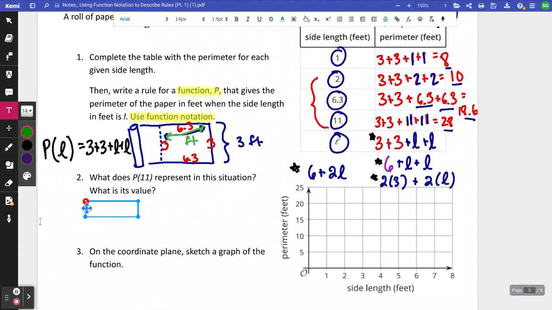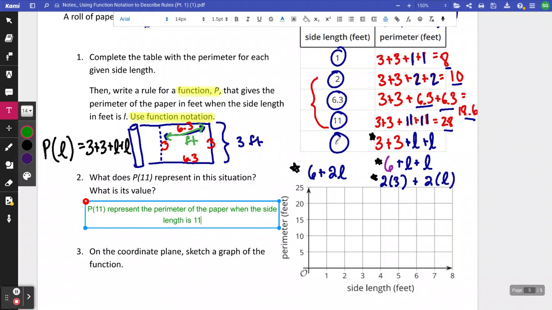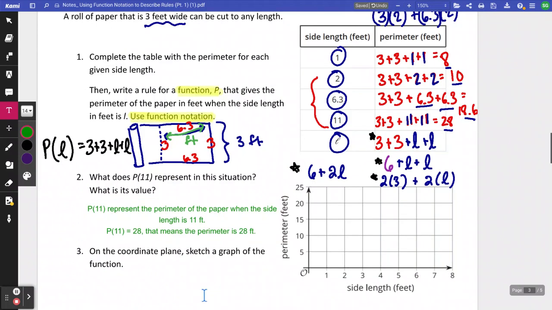All right, so for number 2, it's talking about P of 11. P of 11 is going to represent the perimeter of the paper when the side length is 11 feet. And that value of P of 11, we did that math earlier, it's up here in our table, is 28. So that means the perimeter is 28 feet. That is the answer for number 2.